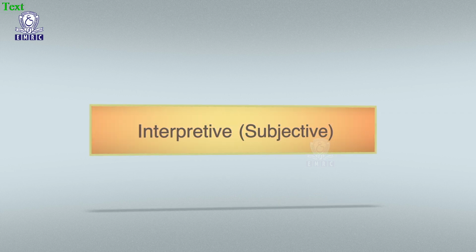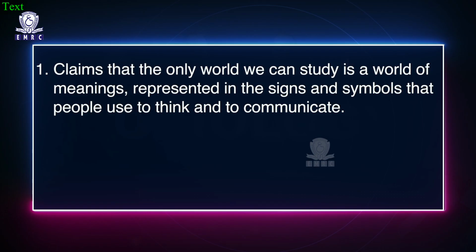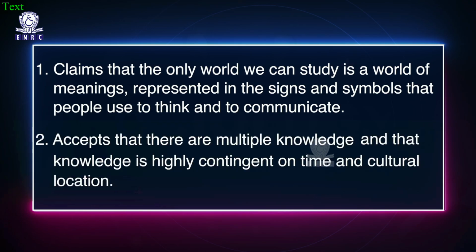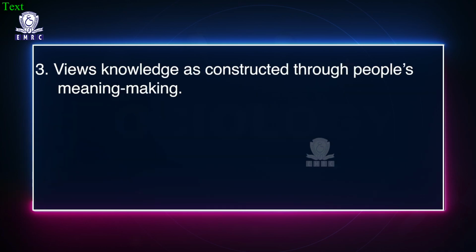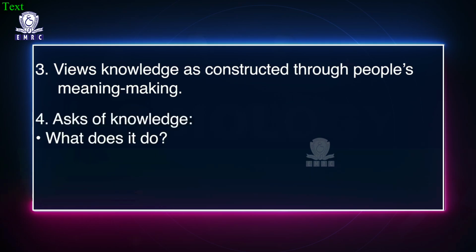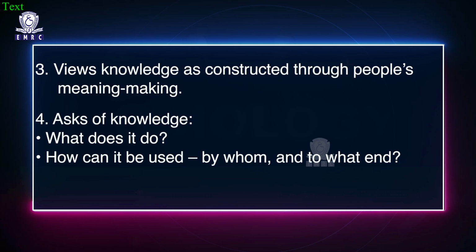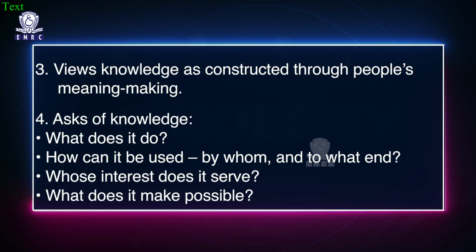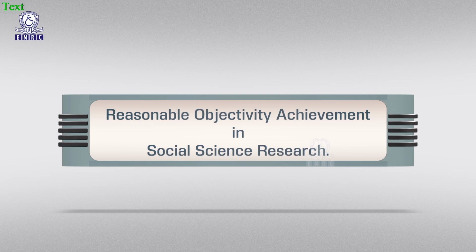Interpretive, that is the subjective: 1. Claims that the only world we can study is a world of meanings represented in the signs and symbols that people use to think and to communicate. 2. Accepts that there is multiple knowledge and that knowledge is highly contingent on time and cultural location. 3. Views knowledge as constructed through people's meaning making. 4. Asks of knowledge, what does it do? How can it be used, by whom, and to what end? Whose interest does it serve? What does it make possible?